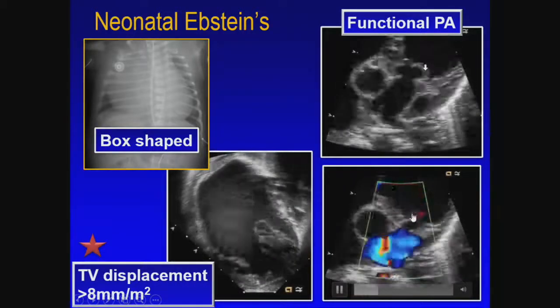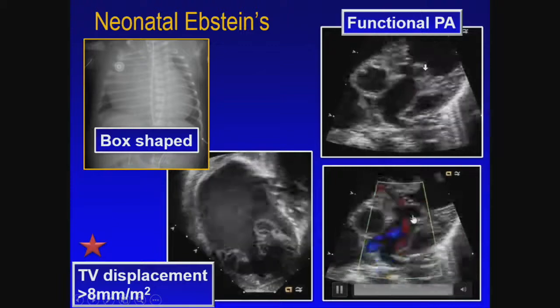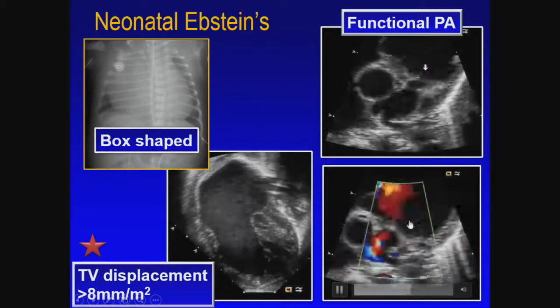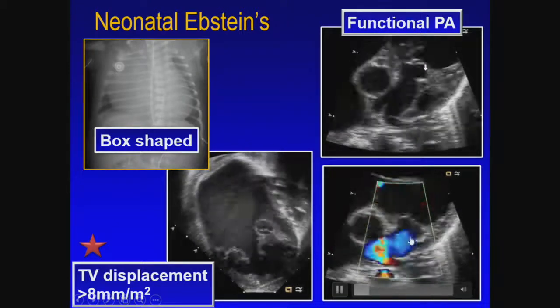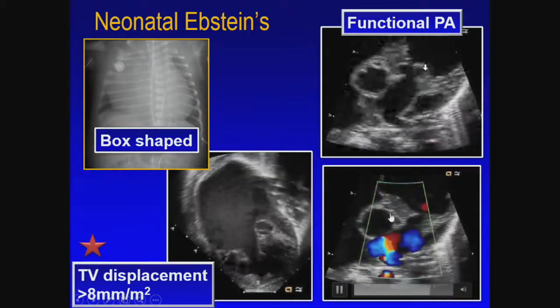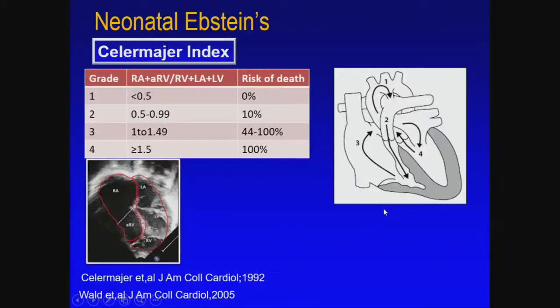Again, here you can see a patient with functional pulmonary atresia. There is no forward flow. All you can see is some regurgitation, and the pulmonary arteries are supplied by the ductus. Okay. Celermajer index is essentially an index of the atrialized right atrium and the right ventricle to the rest of the chambers of the heart. If this index is more than 1 or more than 1.5, your prognosis or risk of death is pretty high, okay?